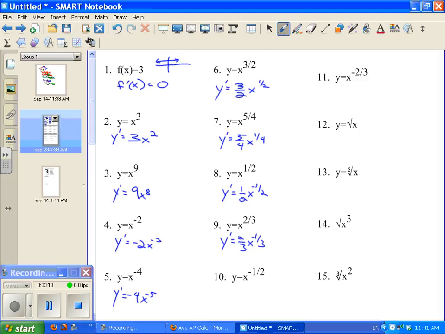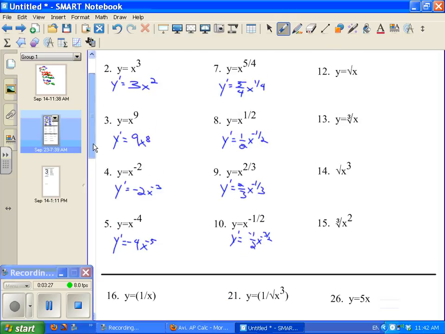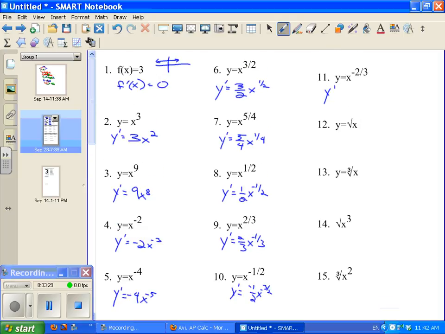3 halves x to the 1 half. Very good. Okay, y prime here, negative 1 half. Two-thirds x to the negative third. Negative 2/3 x to the negative 5/3. Good. Okay, this is a square root, so this one's going to take some manipulating around first.